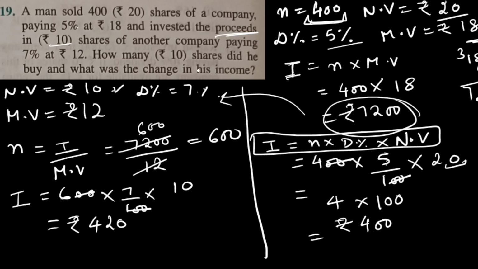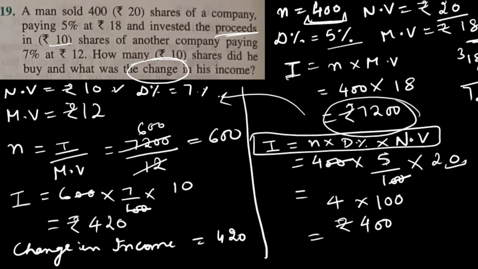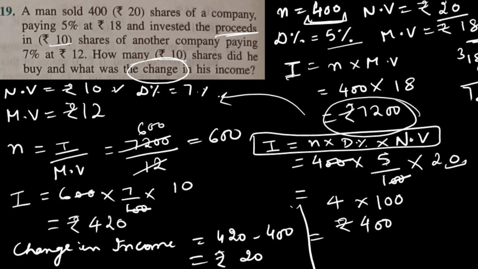So what is the change in income? Change in income means subtraction you have to do. So change in income is equal to 420 minus 400, because 420 is the income of this company, 400 is the income from the first company. So 420 minus 400 is equal to 20 rupees. So like this you can write also. See, in previous questions I didn't write this sentence, but make sure you are writing it whenever you are solving these type of questions in your exam.